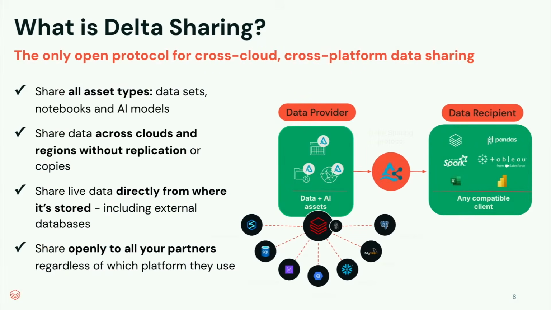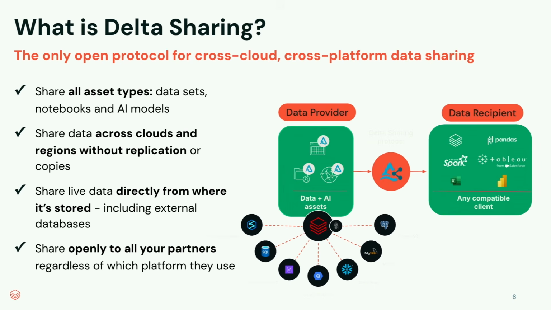So let's double click on what open sharing and no copy sharing means a little bit more. As a data provider, you don't need to be on Databricks to use delta sharing. You can spin up your own delta sharing server and start collaborating. Even if you are on Databricks, you can share to recipients outside Databricks. We have connectors to many popular tools like Power BI, Tableau, Spark, Java, and so on. And in fact, about 40% of shares that go from Databricks today go to recipients outside Databricks.